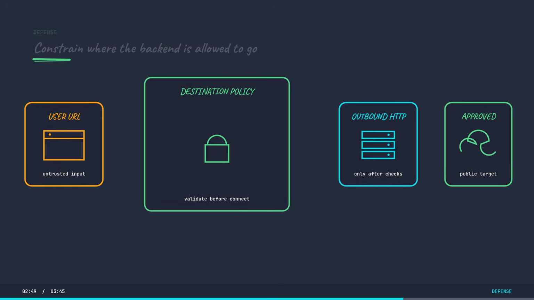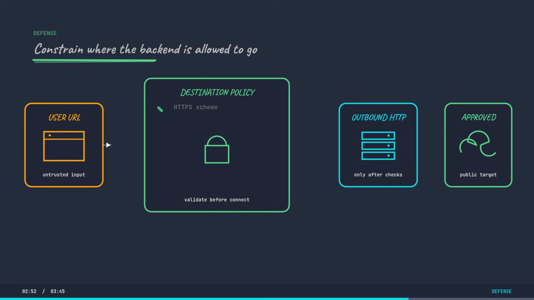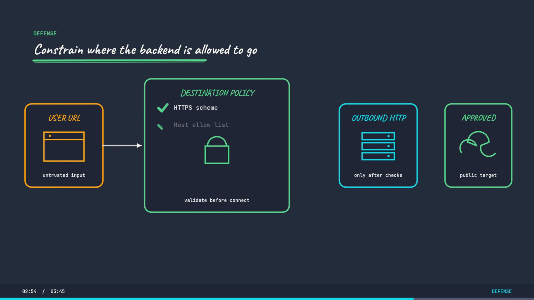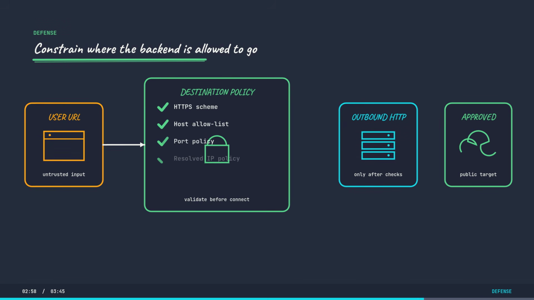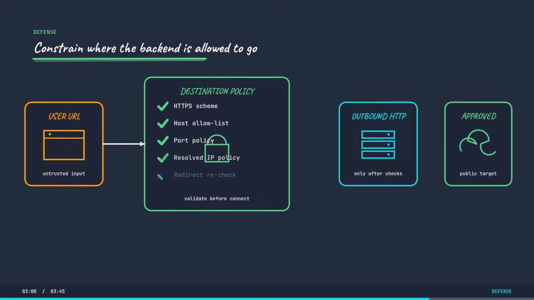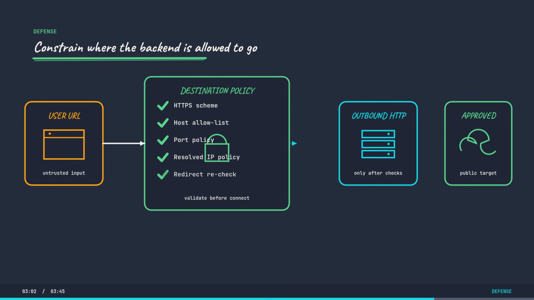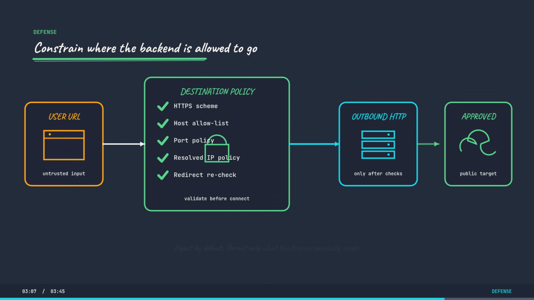Constrain the destination. The strongest defense is to avoid arbitrary server-side fetching when possible. When fetching is required, use a strict allow list of schemes, hosts, ports, and expected destinations. Resolve names carefully, reject private and local address ranges where they are not required, and recheck the destination after redirects.